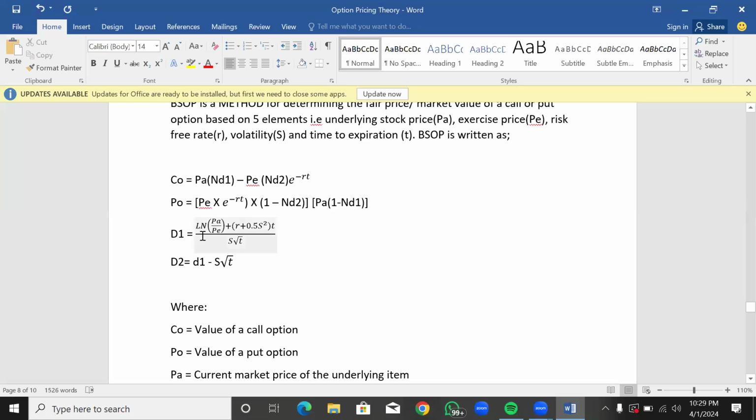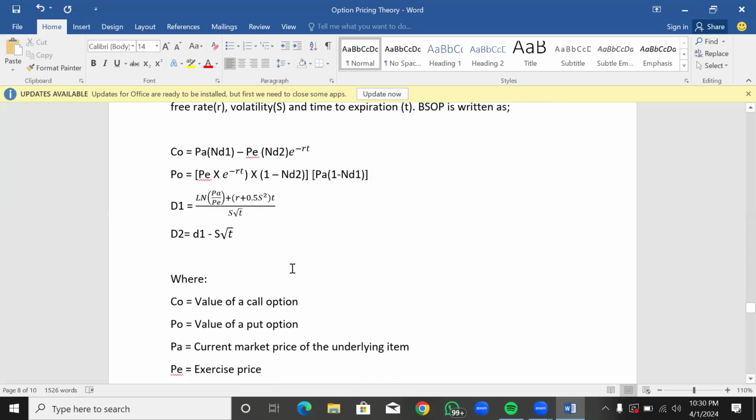This is your D1. Your D1 is your ln, the logarithm on your calculator. ln PA over PE plus, this R is your risk-free rate, plus 0.5 times S squared, where S is your volatility, your standard deviation, times T, where T is your time, all over S square root T. That is your D1. Your D2 is D1 minus S square root T. Then we're going to use either one of these to get our ND1 and our ND2. So please put these formulas down.